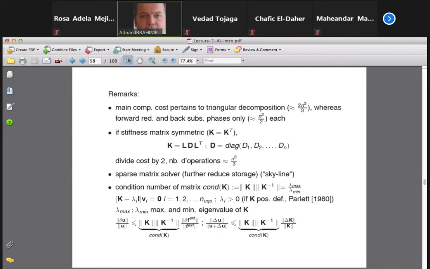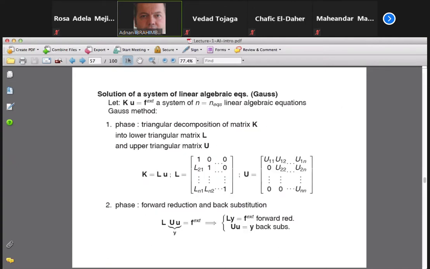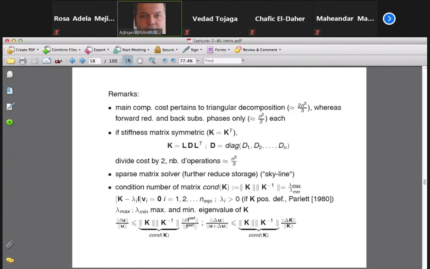So what is the advantage of the Gauss elimination method? First of all, you know the number of operations. The triangular decomposition of the matrix K into L and U is the most costly operation, of the order of 2 times n to the power 3 divided by 3. So if you have 1,000 equations, you have 1,000 to the power 3, which is a billion operations. It is much more costly than the subsequent phases, forward reduction and back substitution, which are only of the order of 1 million operations.